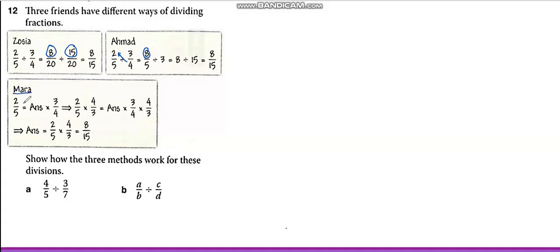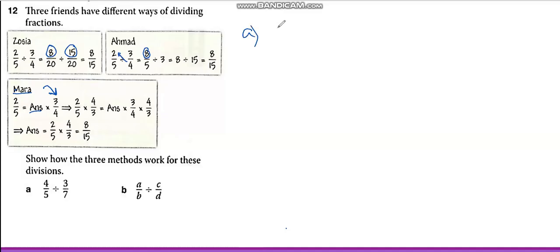Mara is setting up an equation: she wrote 2/5 equals the answer times 3/4. Basically 3/4 was dividing 2/5, but on the other side she has written it with a multiplication sign. Then she multiplied both sides with 4/3, the reciprocal of this multiplicand. When she multiplied 2/5 with 4/3, she got 8 over 15, and on the right side 3/4 cancelled with 4/3. So let's apply the same techniques in part A.